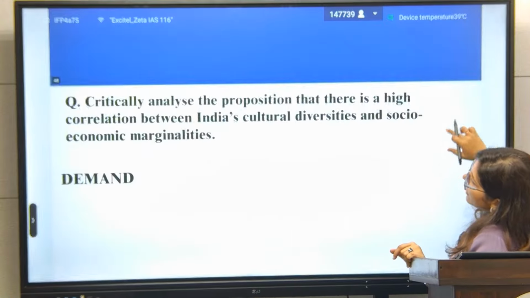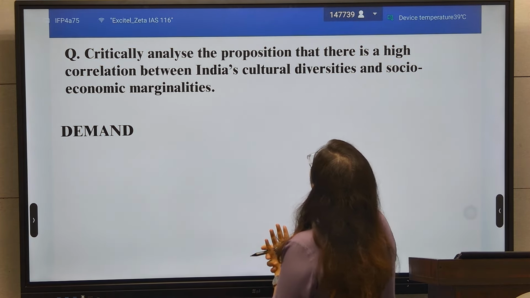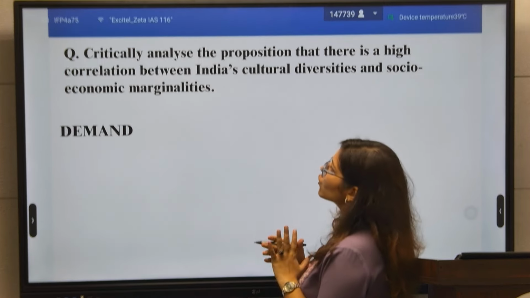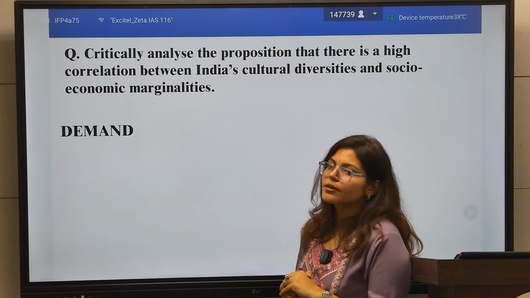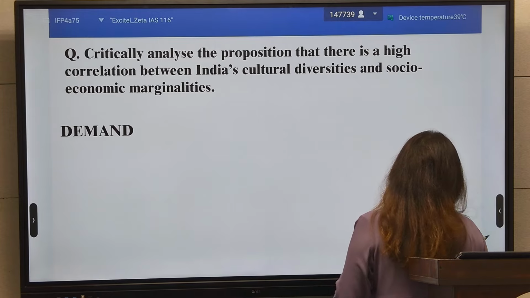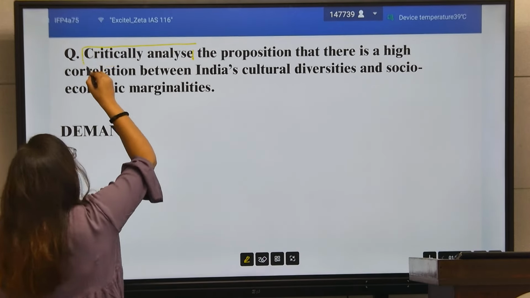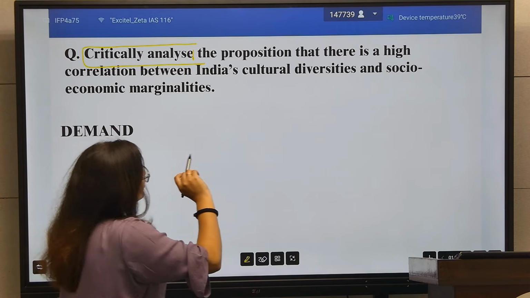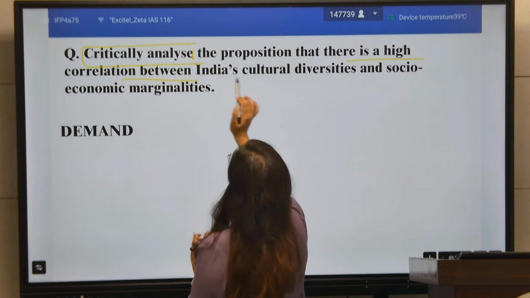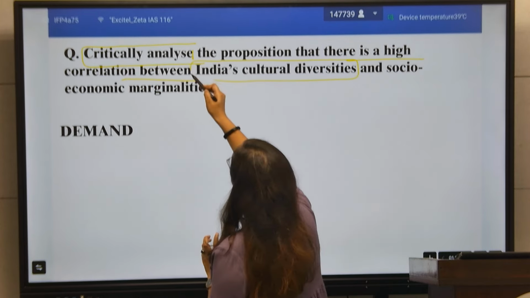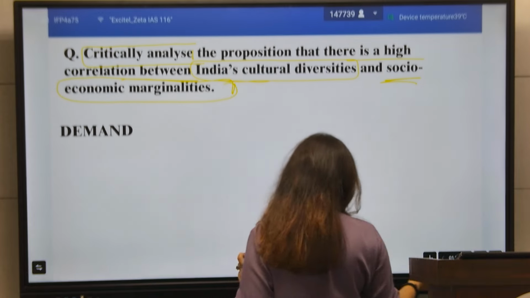Now we come to the last question of this session, that is: critically analyze the proposition that there is high correlation between India's cultural diversity and socio-economic marginalization. So the keyword is critically analyze. What do you have to analyze? The high correlation between India's cultural diversity and socio-economic marginalities.